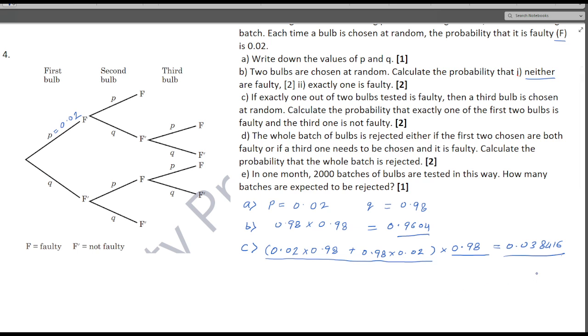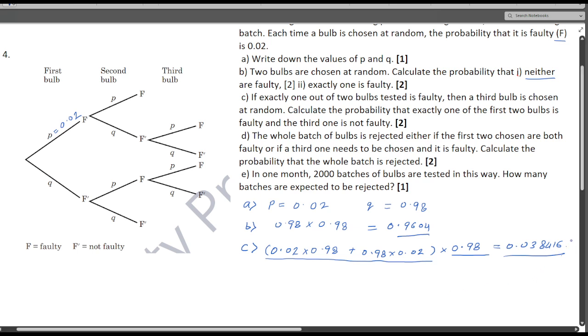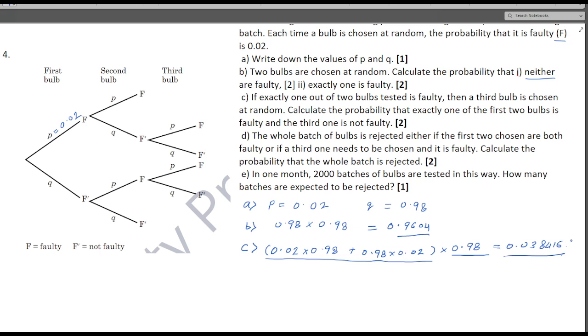Now, as this is a terminating decimal, we can keep this as it is. So the possibility that exactly one of the first 2 bulbs is faulty and the third bulb is not faulty is 0.038416. Now D, the whole batch of the bulbs is rejected either if the first 2 chosen are both faulty or if the third one needs to be chosen and it is faulty. Calculate the probability that the whole batch is rejected.